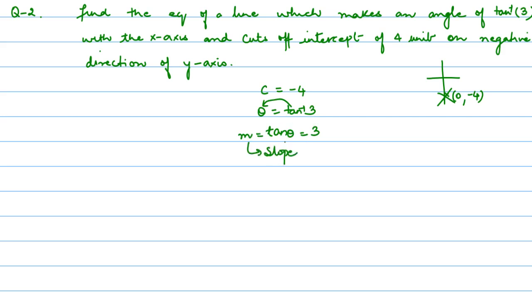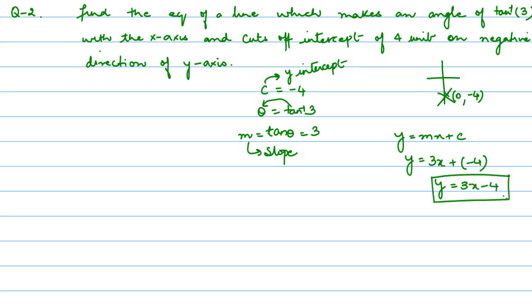Now, we are given the slope and the y-intercept. Since we know both, we can use the formula y is equal to mx plus c to find the equation of the line. Y is equal to, m is 3, 3x plus c, which is minus 4. Therefore, the equation of the line is y is equal to 3x minus 4.